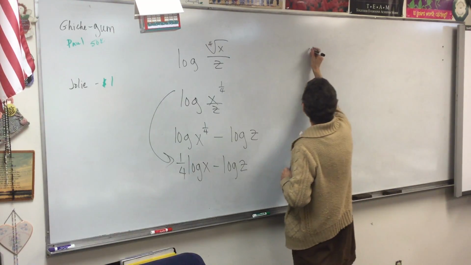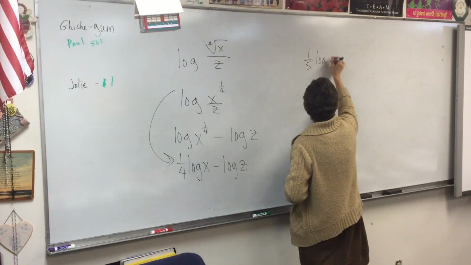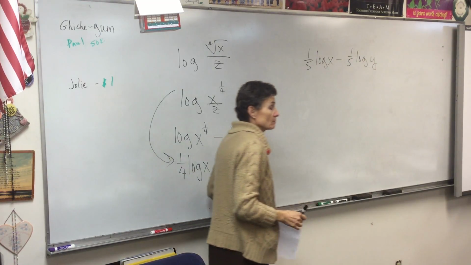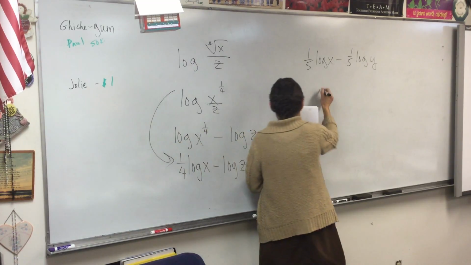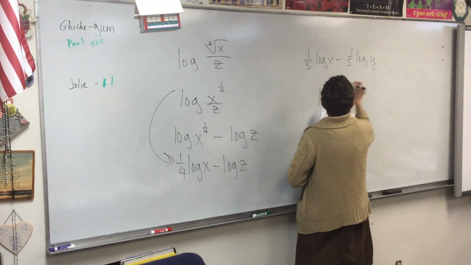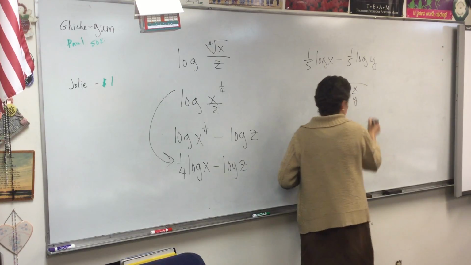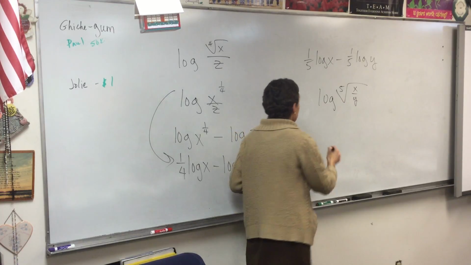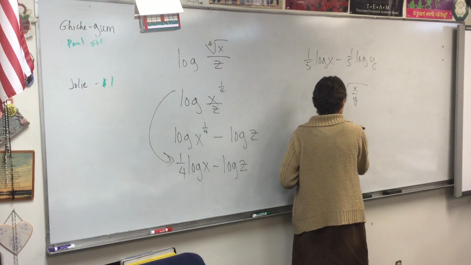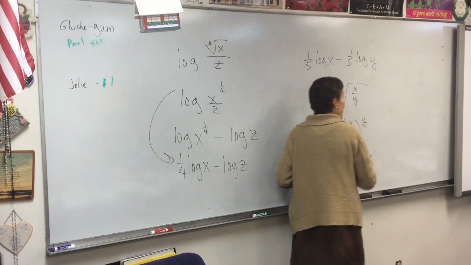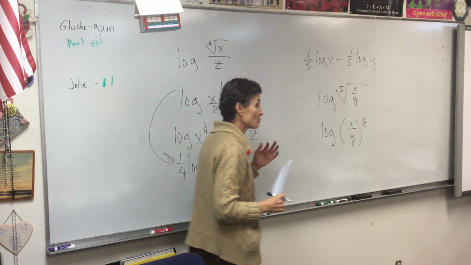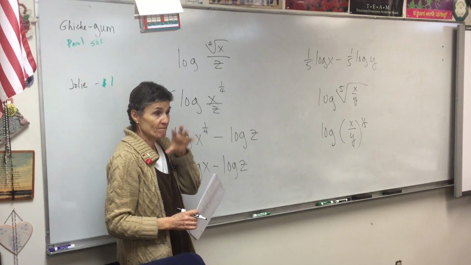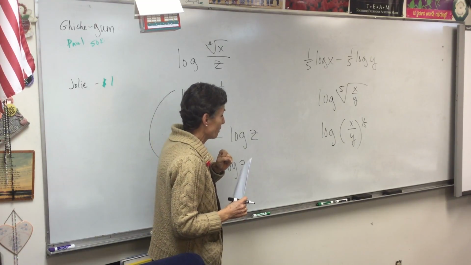Okay, Gabby says 1/5 log x minus 1/5 log y. Now, here was the original problem. Where in the world did those 1/5 come from? The 5th root is the 1/5 exponent. You are not going to be able to forget that, kids. You have got to remember, roots are fractional exponents. So a 5th root is a 1/5 power.